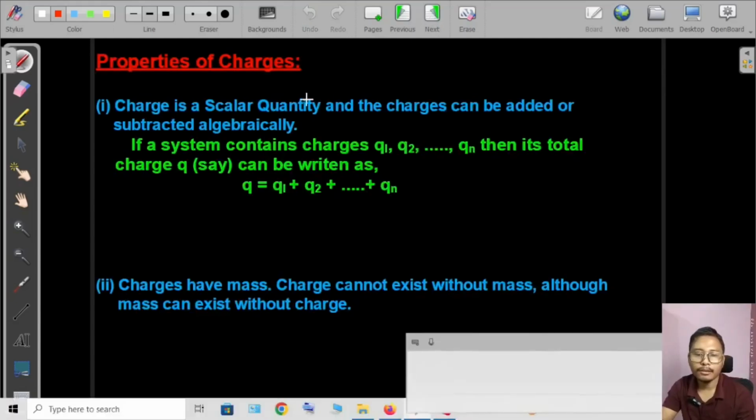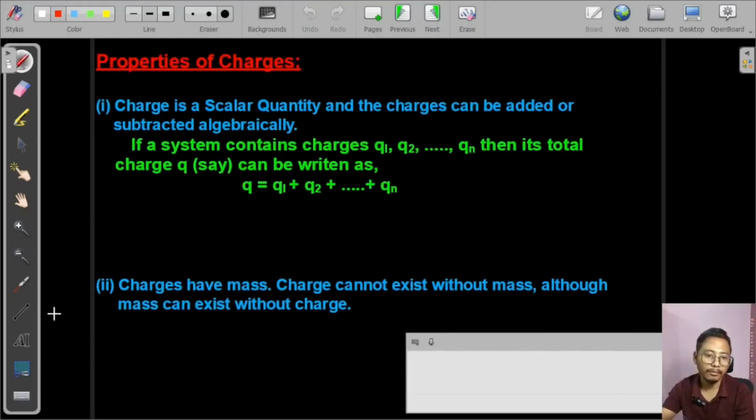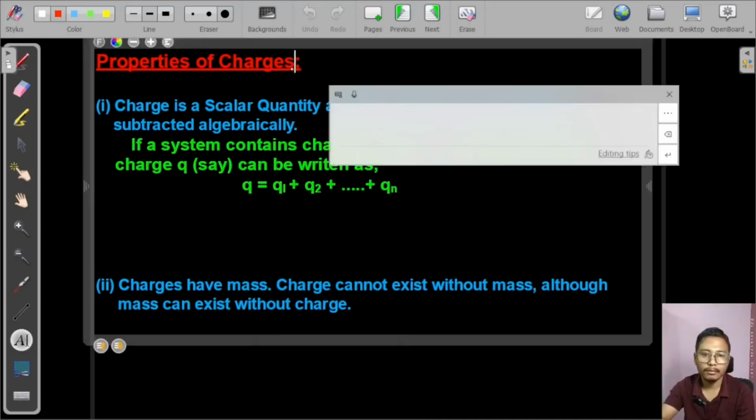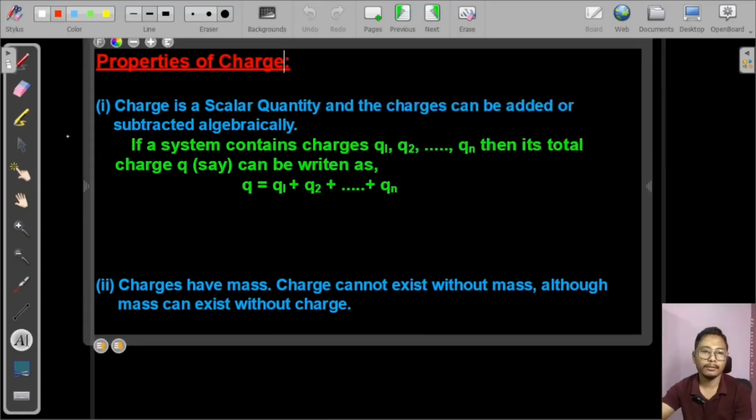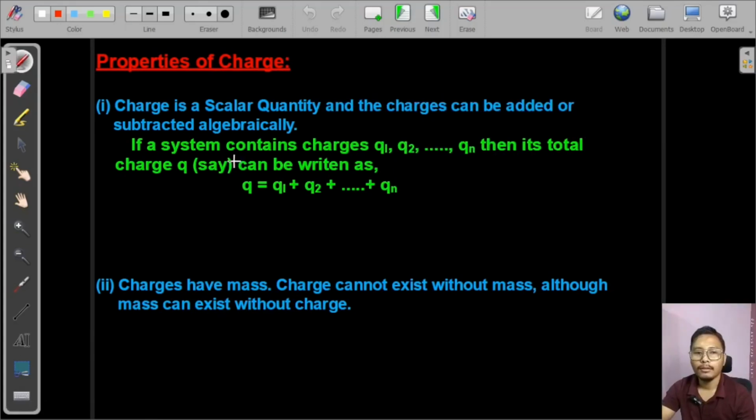Properties of charge. What is written here? Charge is a scalar quantity and the charges can be added or subtracted algebraically. Charge has no direction like vector quantities. It has only value. That's why it is called a scalar quantity.